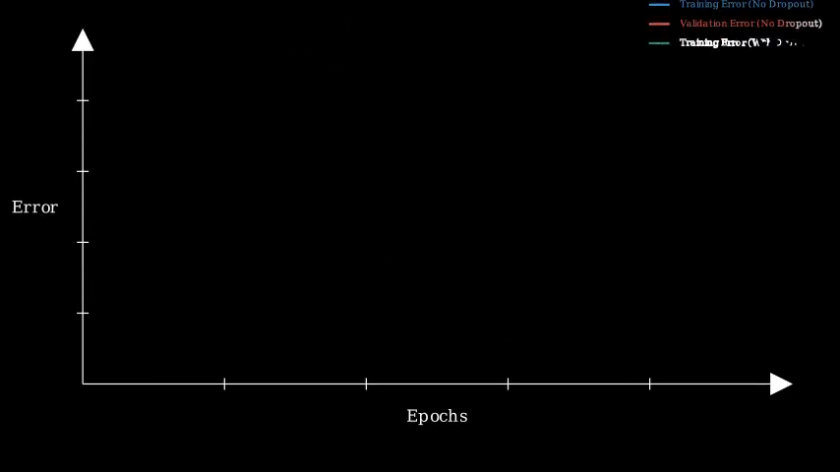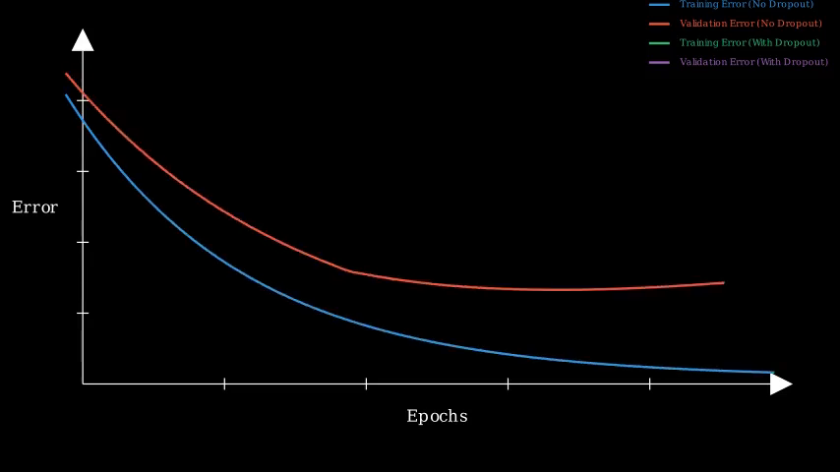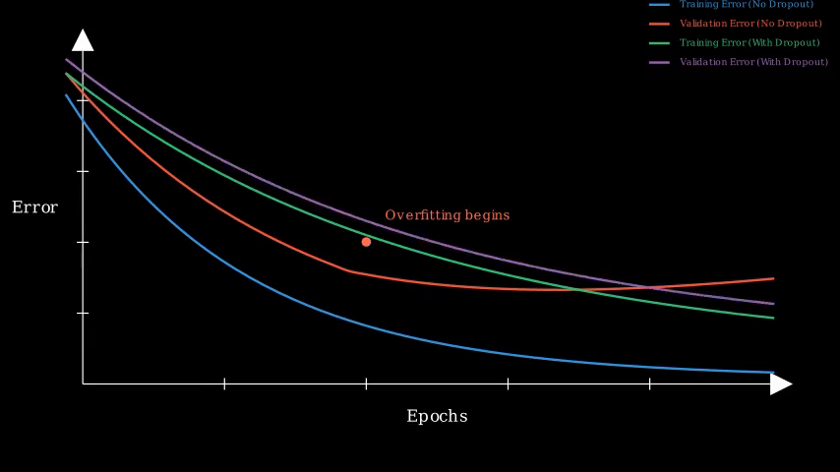This graph shows the training and validation error over epochs. Without dropout, training error continues to decrease, but validation error increases after a certain point, a clear sign of overfitting. With dropout, both training and validation errors decrease together, leading to better generalization on unseen data.